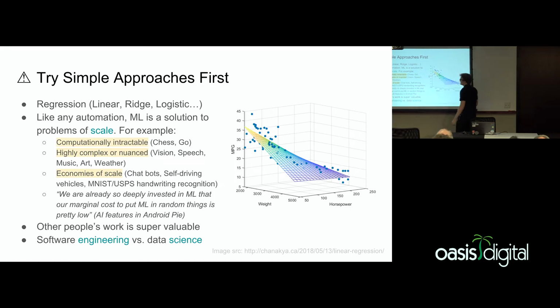I also wanted to point out that machine learning is an automation. It's automating the task of figuring out what the relationships in your data are, and how you can make sense of it, make predictions from it. So like any automation, it's a solution to problems of scale. So if your problem isn't a scaling problem, you might want to reconsider whether you need machine learning necessarily.